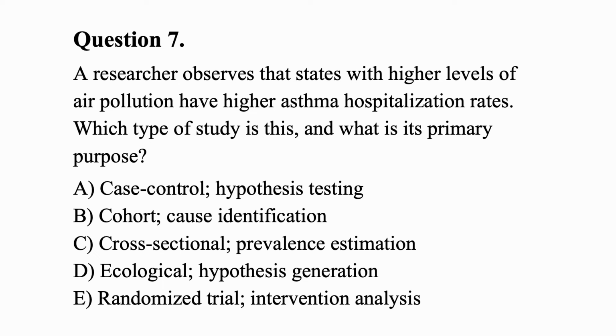All right, question number 7. A researcher observes that states with higher levels of air pollution have higher asthma hospitalization rates. What type of study is this, and what is its primary purpose? A, case control and hypothesis testing. B, cohort and cause identification. C, cross-sectional and prevalence estimation. D, ecological and hypothesis generation. Or E, randomized trial and intervention analysis.